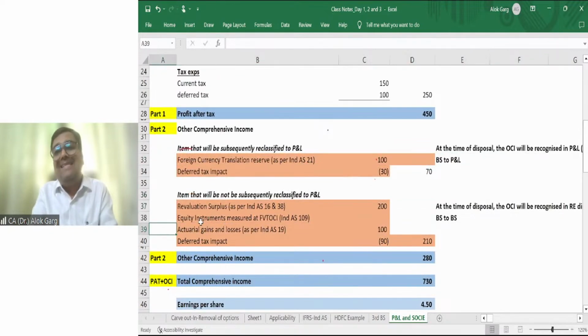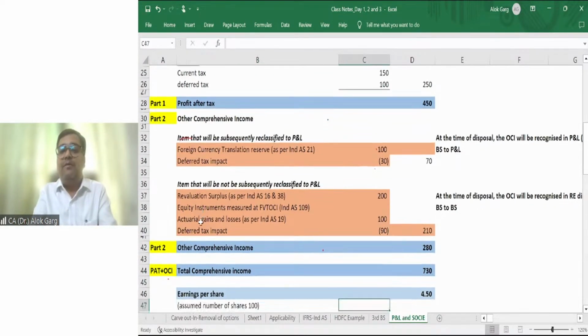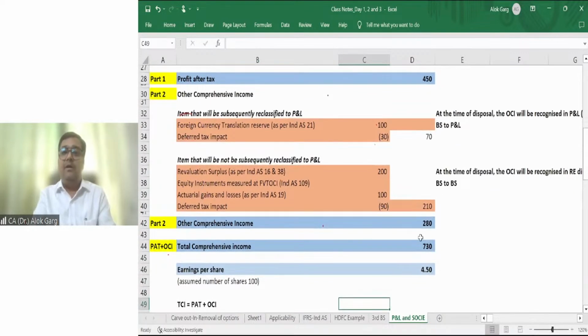Sir, what about the tax impact? So the deferred tax impact will be there on the OCI item, and this deferred tax P&L impact has to be shown in the OCI only for these items, right? So this is how the statement of profit and loss needs to be presented.